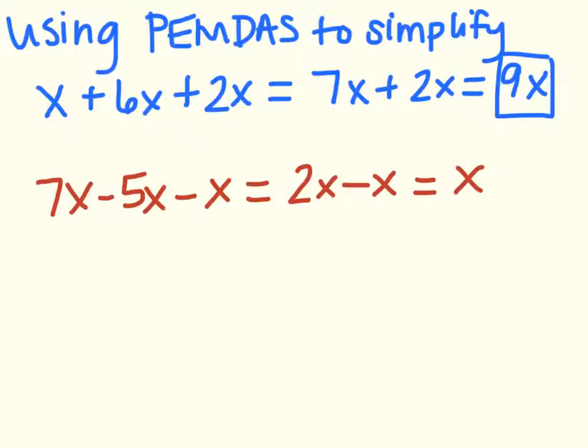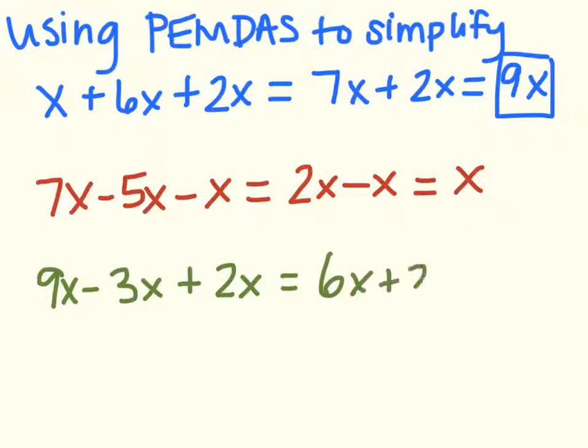Let's do one more. 9x minus 3x plus 2x. Addition and subtraction are paired, so we're going to work from left to right. Let's see, so 9x minus 3x gives us 6x plus 2x. And now 6x plus 2x gives us 8x. So our simplified answer is 8x.